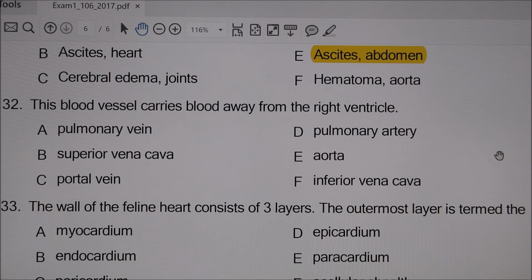Okay, now you have to know your anatomy. What vessel carries blood away from the right heart? The right heart pumps blood into the lungs, so that one ends up being pulmonary artery. Let's see if I can get that highlighted all the way. There we go.